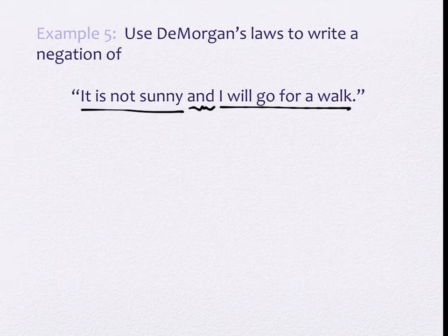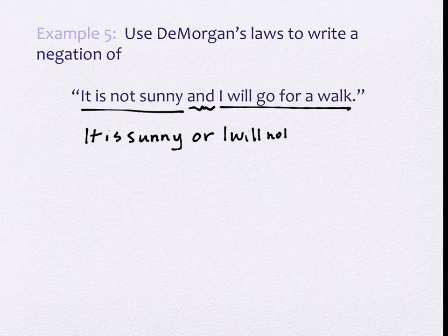The first part says, "It is not sunny." So what's the negation of "it is not sunny"? It is sunny. Right? And then we have to negate the connector, right? What's connecting them right now is the word "and." So if I change that, it will change to "or." And then we negate the second piece as well that says, "I will go for a walk." And what's the negation of that piece? Yeah, I will not go for a walk.